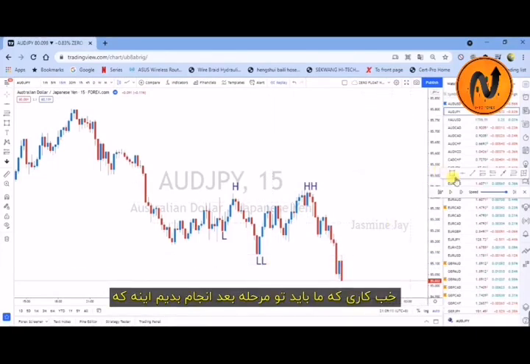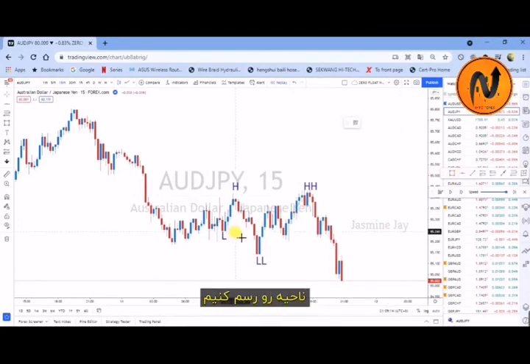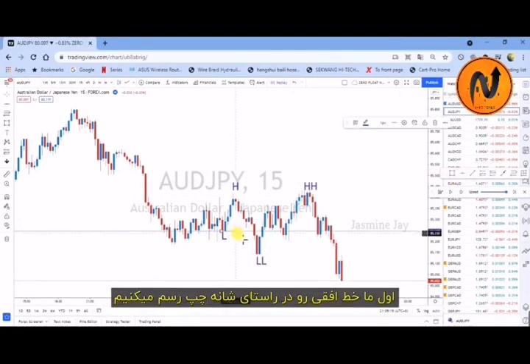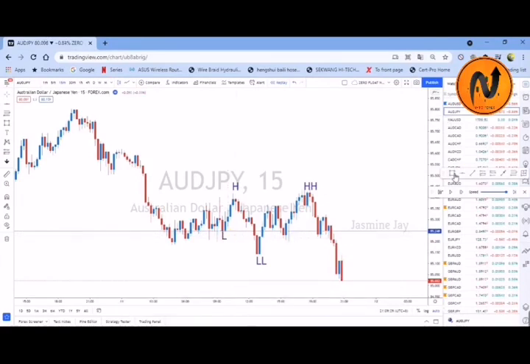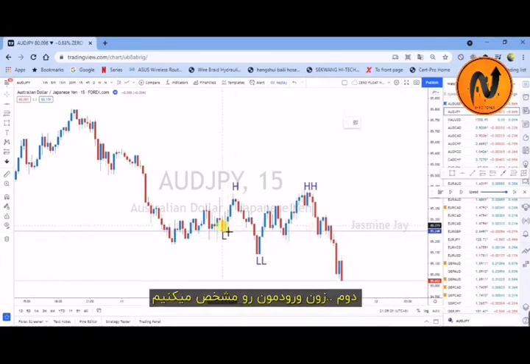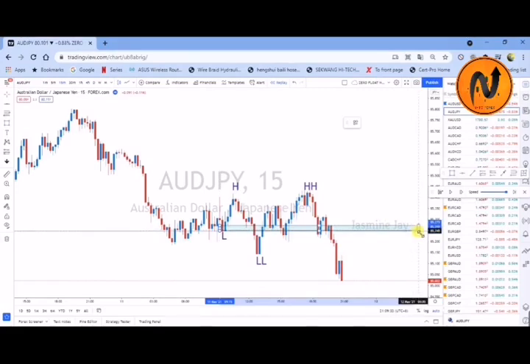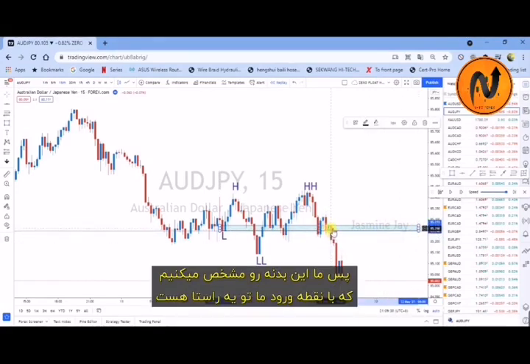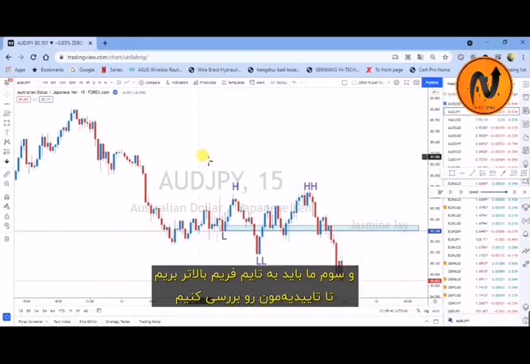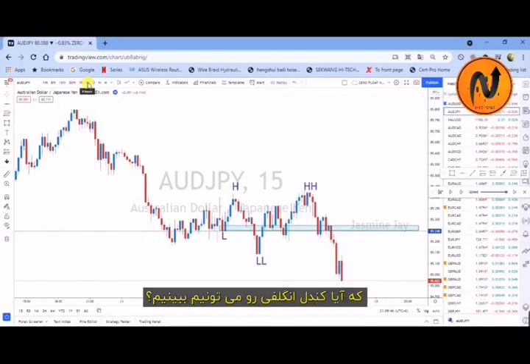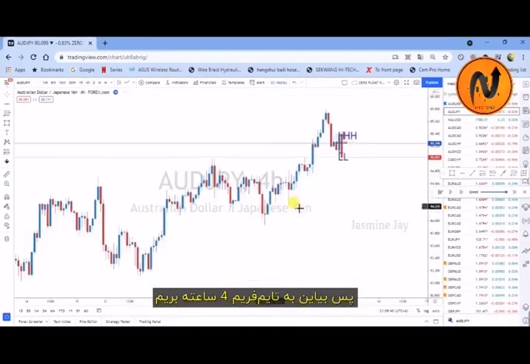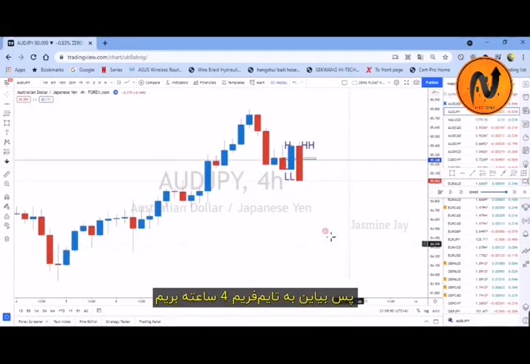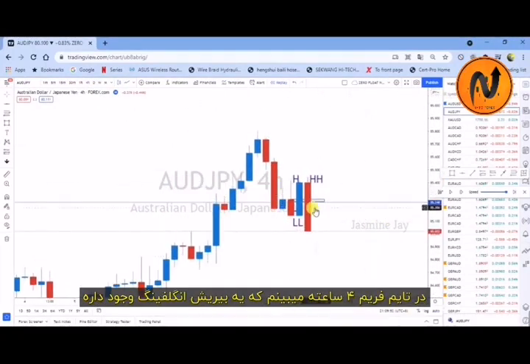So what we should do next is to draw it. First, we mark the horizontal line aligned with the left shoulder. Second, we mark our entry zone on the base of this body, see the drop base drop, this is the base. So we mark this body and it is aligned with our entry point. And thirdly, we have to go to the higher time frame to check for our confirmation, whether we can see any engulfing. So let's go to the H4 time frame. There we go. And at the H4, I can see that there is a bearish engulfing.